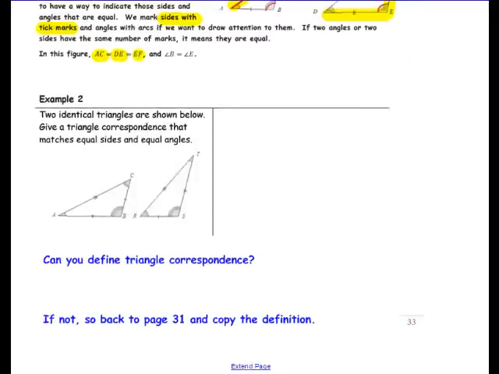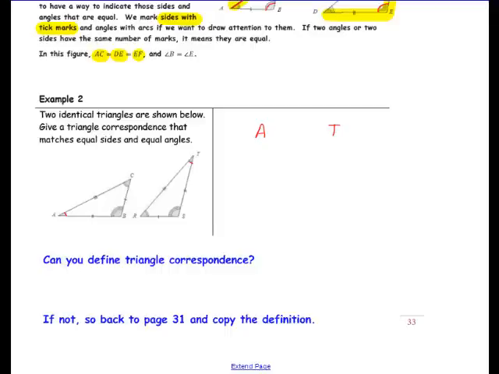Example 2. Two identical triangles are shown below. Give a triangle correspondence that matches equal sides and equal angles. So you want to look at the arcs for the angles. We have angle A having one arc, so we'll have A first, and then the other triangle has one arc in angle T, so that will be our first letter.